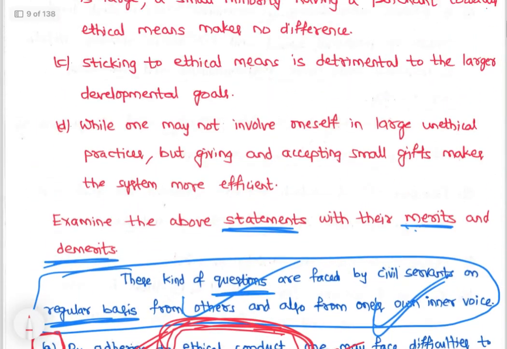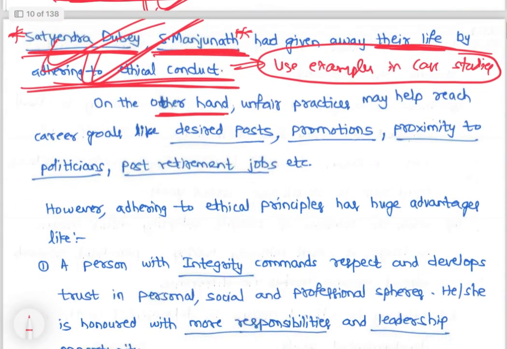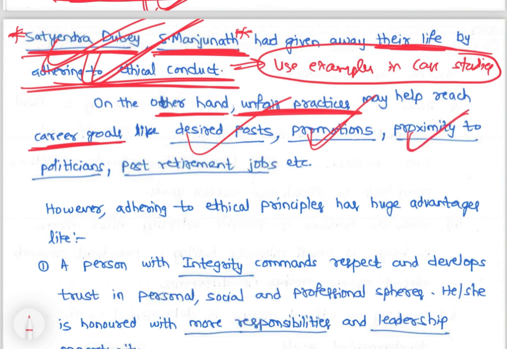On the other hand, see, we are explaining this part. Whereas unfair practices may help to reach the career goals. ठीक है? On the other hand, unfair practices may help reach career goals like desired posts. ठीक है? Unfair practices, you help a politician, you can get a desired post. Politician post आपको जो चाहिए वो देगा. Then help in promotions. You pay unfair practices. Corruption से पैसा कमाओ and promotion के लिए पैसा खिलाओ. Promotion मिल जाएगा. Then proximity to politicians. ठीक है? Then post retirement jobs.